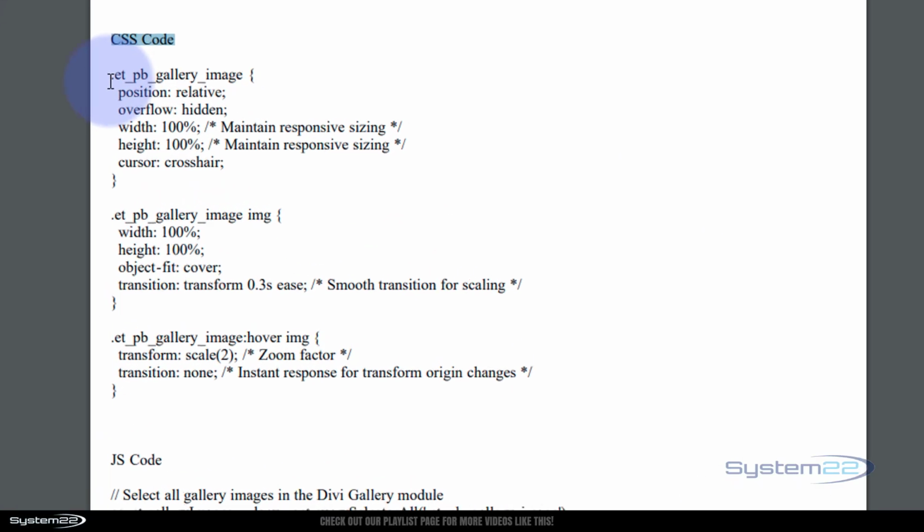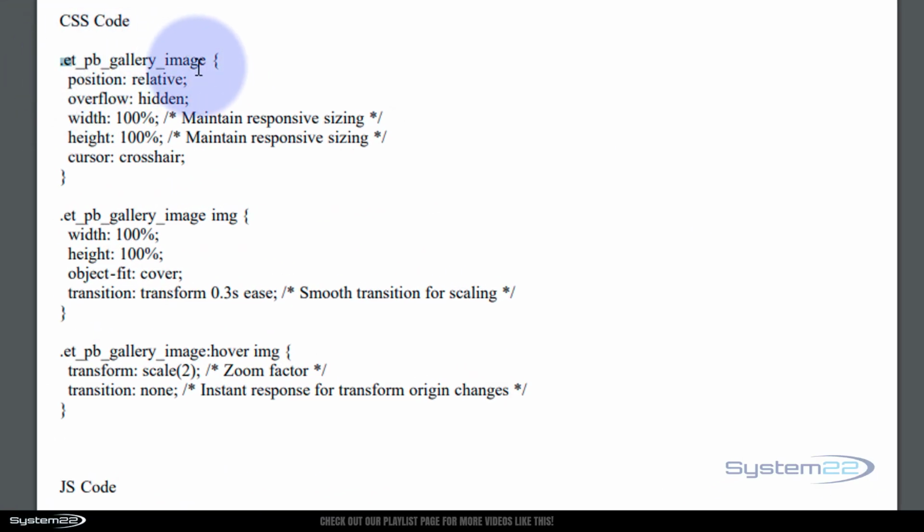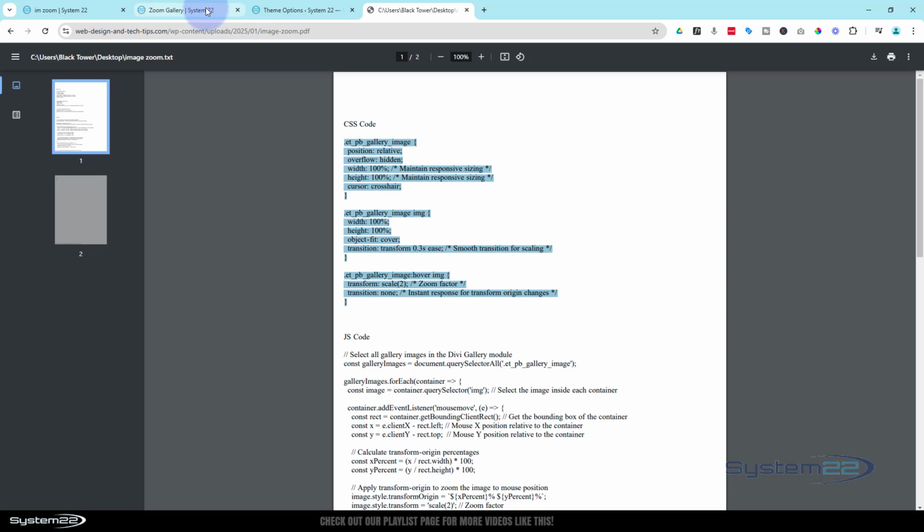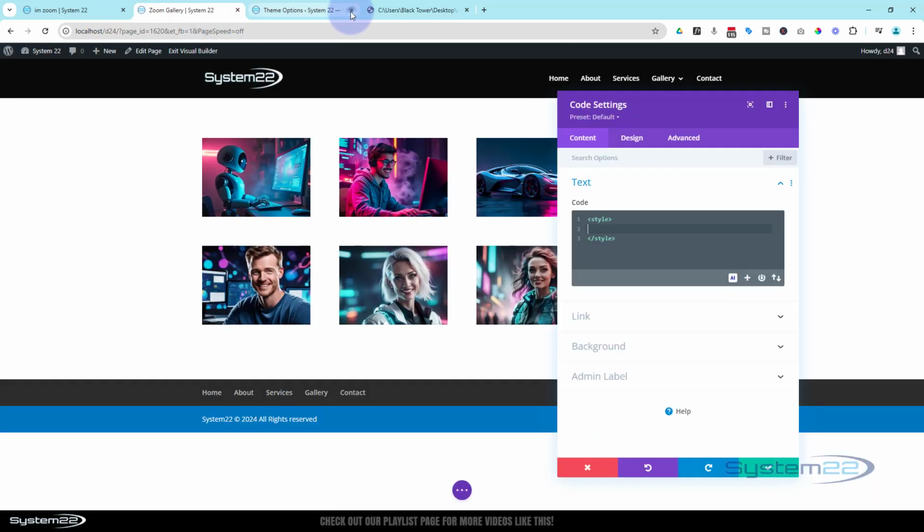So copy it from the dot of ETPB gallery image all the way down to the last closing bracket. Make sure you include that one. Control C to copy. Going to go back. Let's just close out that theme options. We don't need that anymore. And I'm going to paste it in there. Control V to paste.